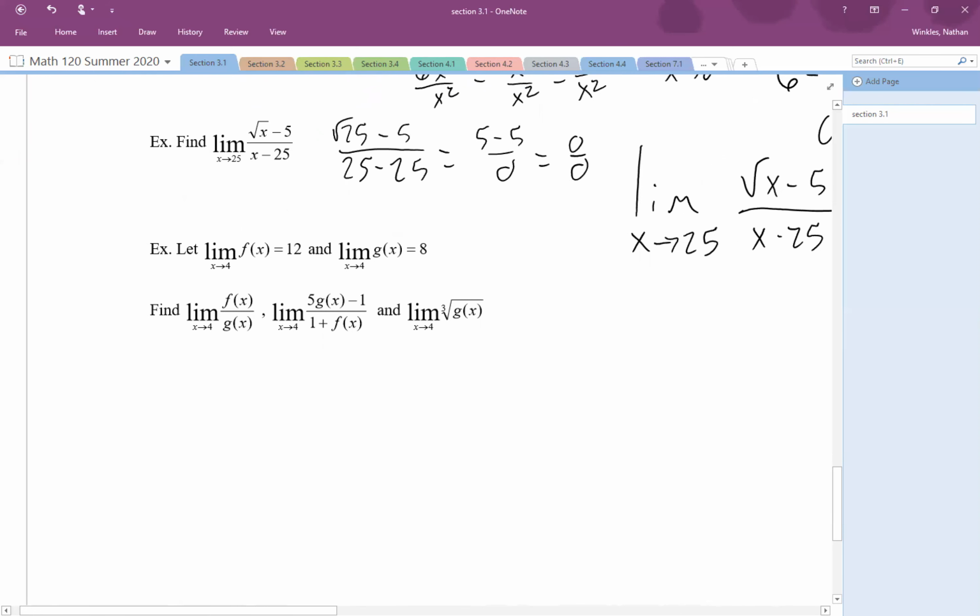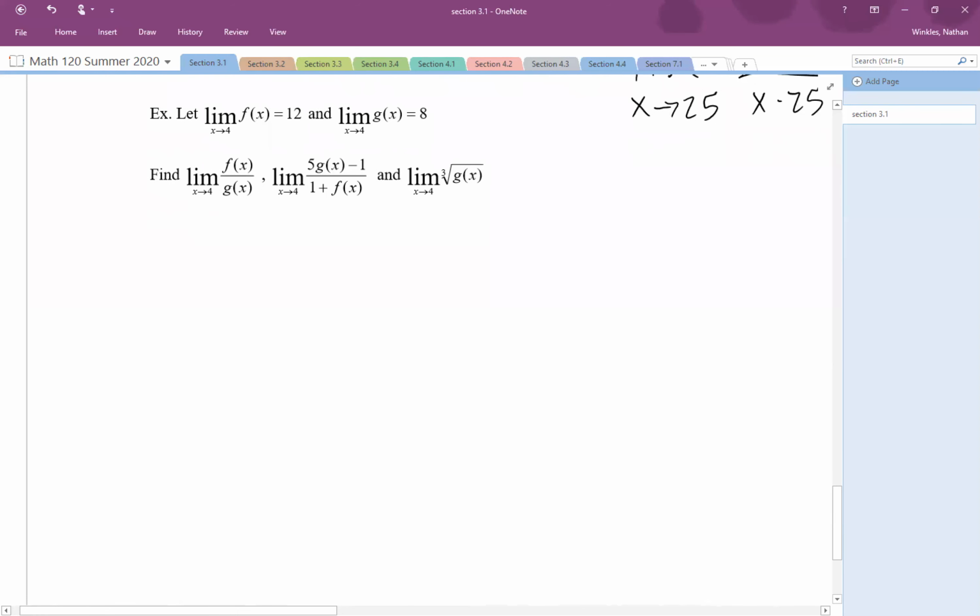Now we're told we have 3 different things we're going to end up finding here. So we're going to use the limit as x goes to 4 of f of x is 12, and the limit as x goes to 4 of g of x is equal to 8. So that's our 2 givens, or our knowns. Now we're going to use that to find these 3 things.